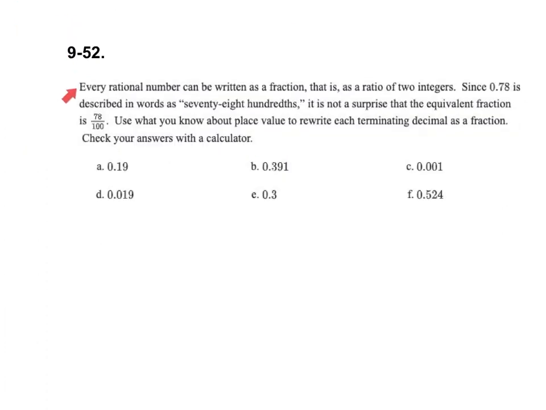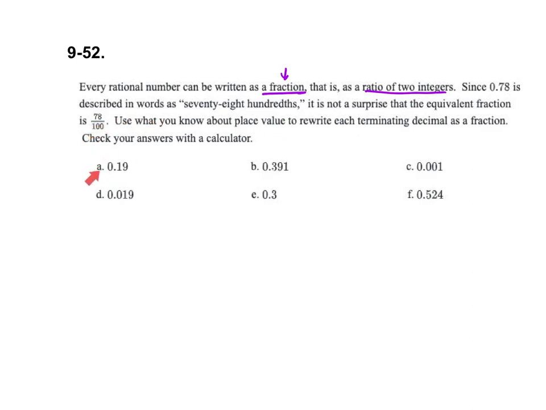So in question 9-52, it says, every rational number can be written as a fraction, which is what we talked about last time, and that's how we justified a lot of those. So that is a ratio of two integers, aka a fraction, which is the more common term that you're used to hearing. And since 0.78 is described in words as 78 hundredths, that's why we would write the equivalent fraction as 78 over 100, because it's 78 hundredths, so 78 out of 100.